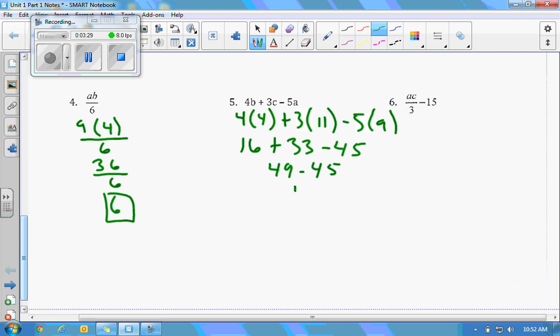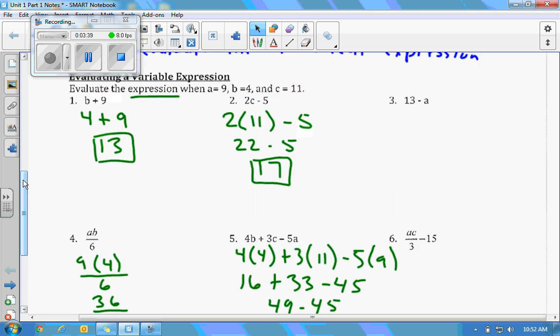49 minus 45 is 4. Again, no equal signs there because these are expressions. I'm going to let you try number 6 on your own. So in this section, you need to do number 3 and number 6. Remember, you will not get full credit unless you have all those filled in. So go ahead and pause the video, and then you can finish those up.